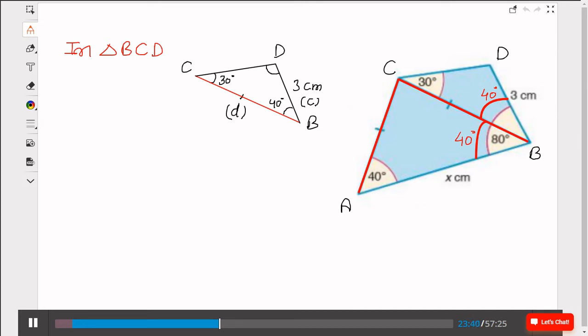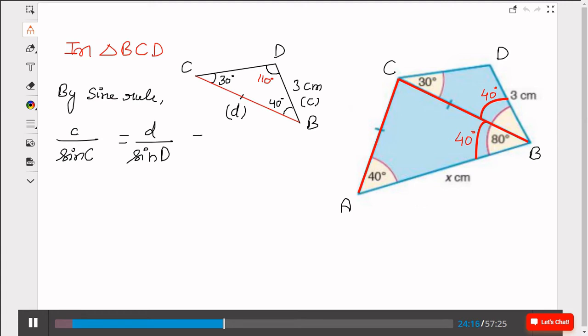Now we can take C because we want to get D and the other side is C, so C and D will work. We can only take these two according to the sine rule. We modify the rule with symbols accordingly. We can write small c over sine of angle C is equal to small d over sine of angle D. We can also write b over sine B, but that's not useful, so we don't write it now. c is 3, and angle C is 30 degrees. d we don't know, and this angle D is 110.